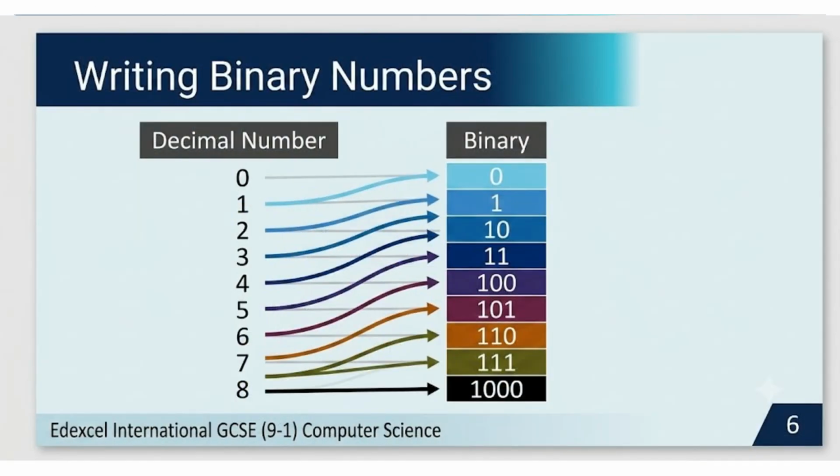Now let's learn how to write numbers in binary. In this table, you can see the relationship between decimal numbers and their binary equivalents. We begin with 0, which is written as 0 in binary. Decimal 1 is written as 1.